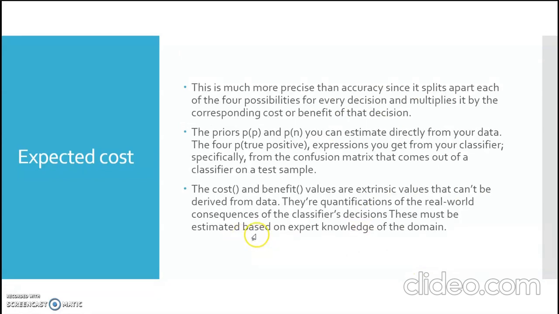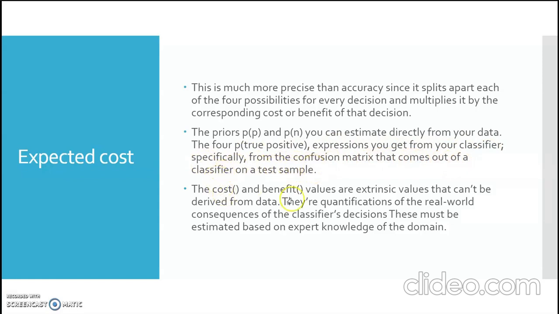So this is much more precise than accuracy, since it splits apart each of the 4 possibilities for each decision and multiplies it by the corresponding cost or benefit of that decision. The priors, PP and PN, you can estimate directly from your data. The 4 probability of true positive expressions you get from your classifier, specifically from the confusion matrix that comes out of a classifier on a test sample.